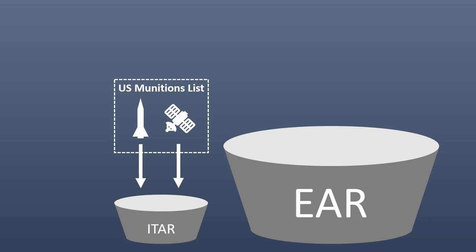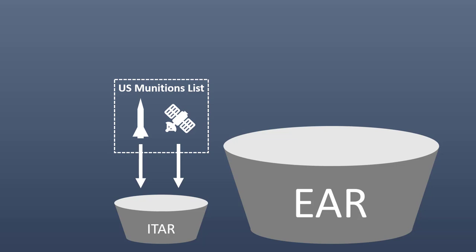Now, although I just said that things controlled by the ITAR tend to be military related, you should just go ahead and forget this distinction. This is because you should never, ever say to yourself, I don't think this thing is controlled by the ITAR because I don't think it has a military purpose. Instead, the only factor that determines whether something is controlled by the ITAR is whether it is listed on the US Munitions List. That's it.